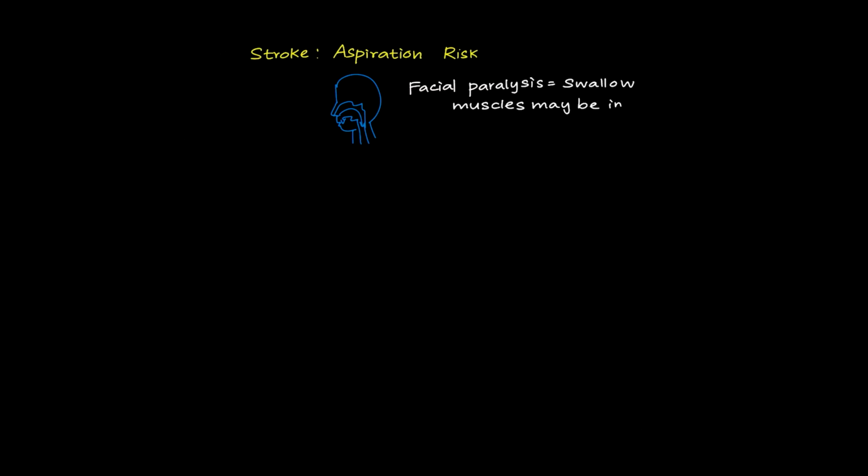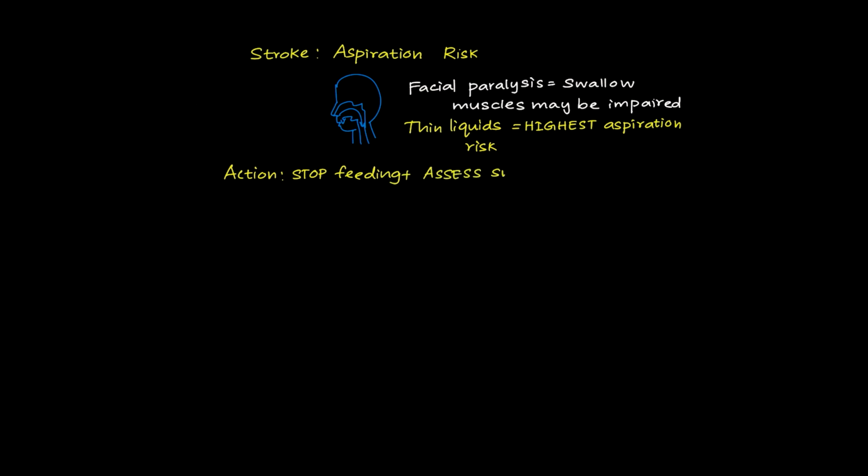The muscles that control swallowing may be paralyzed or weakened along with the facial muscles. Water, thin liquid, is actually the hardest consistency to swallow safely when the mechanism is impaired because it moves fast and can slip into the airway before the client can react.